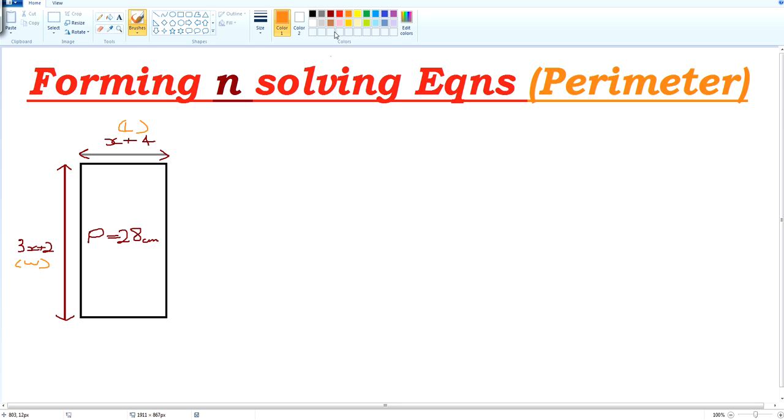So we need to think. Now, what if I say to you perimeter? What comes to your mind? What am I talking about when I mention the perimeter? I'm talking about the distance around the outside of the shape.